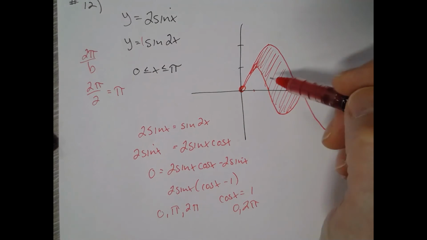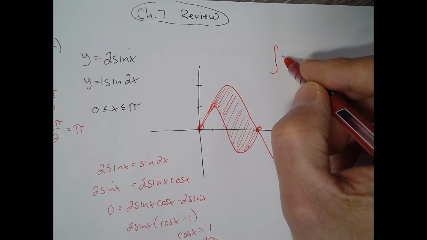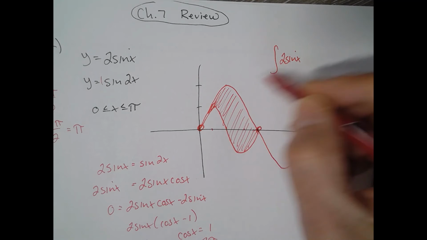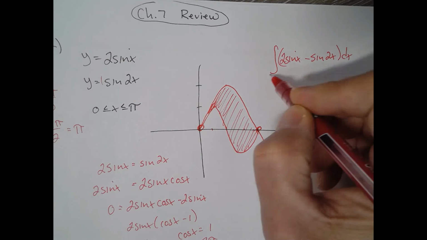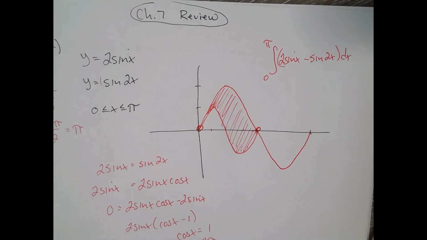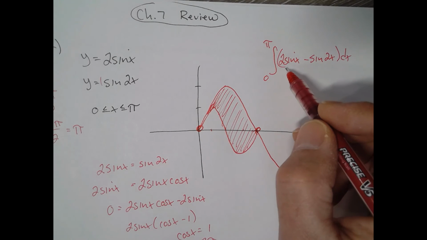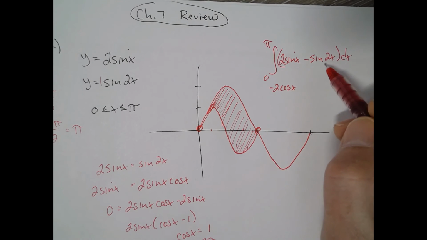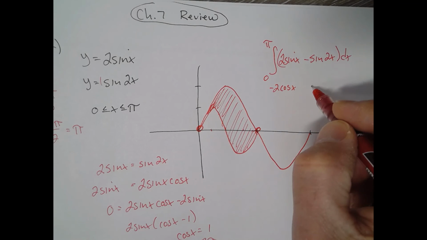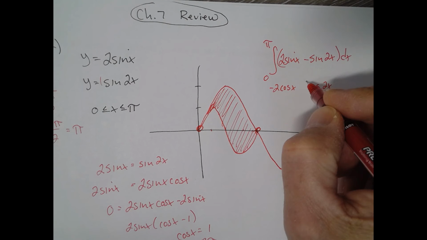Alright, so finding that area, you just have to find the integral of the top minus the bottom, so it's 2 sine x is the one above, minus sine of 2x from 0 to pi, and evaluate that. Find the antiderivative. Antiderivative of 2 sine x is negative 2 cosine x. Antiderivative of negative sine 2x would be 1/2 cosine 2x, from 0 to pi.